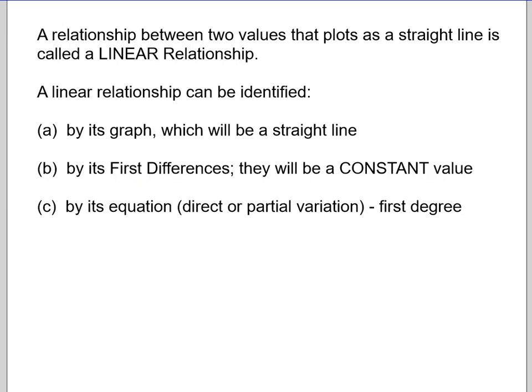Okay, so a relationship between 2 values that plots as a straight line is called a linear relationship. A linear relationship can be identified by its graph, which will be a straight line, so check, that one's not too bad to do. By its first differences, they will be a constant value, so that's not too bad to do. And by its equation. So we're going to talk more about this in the next day or two. We're going to talk about direct or partial variation and what first degree means. And this has to do with exponents. And all it is a recognition.